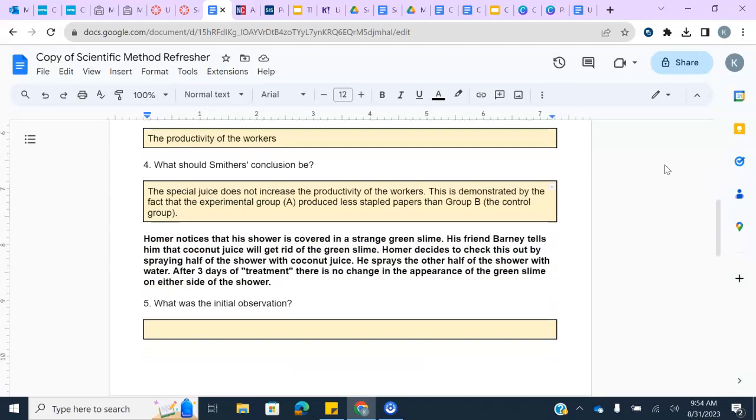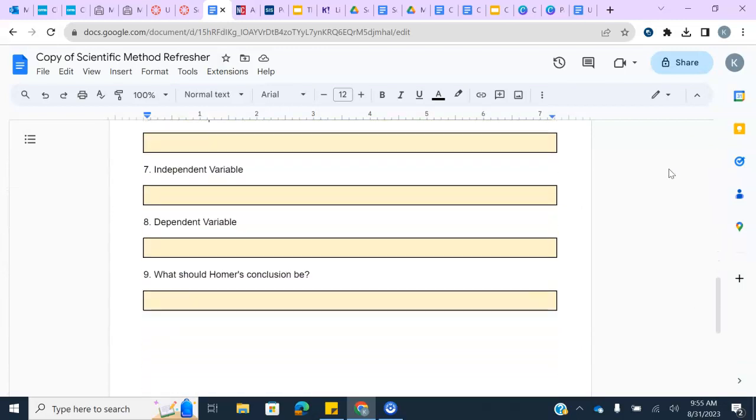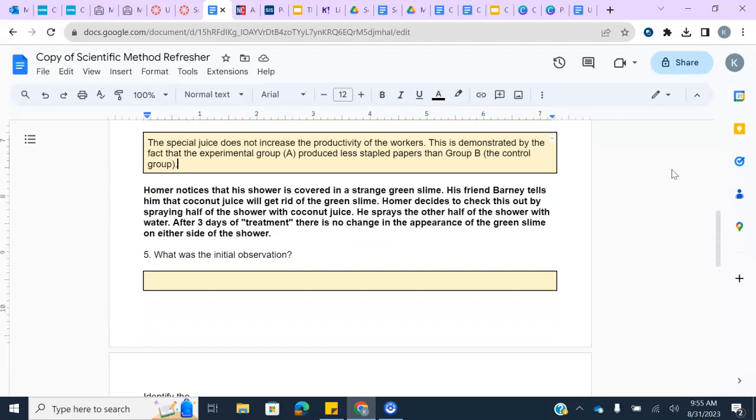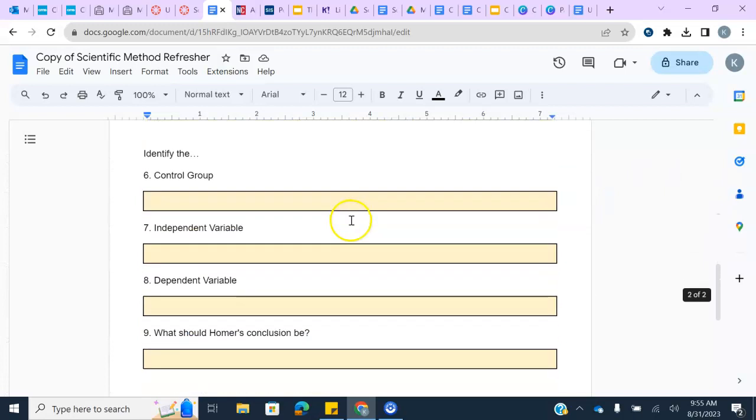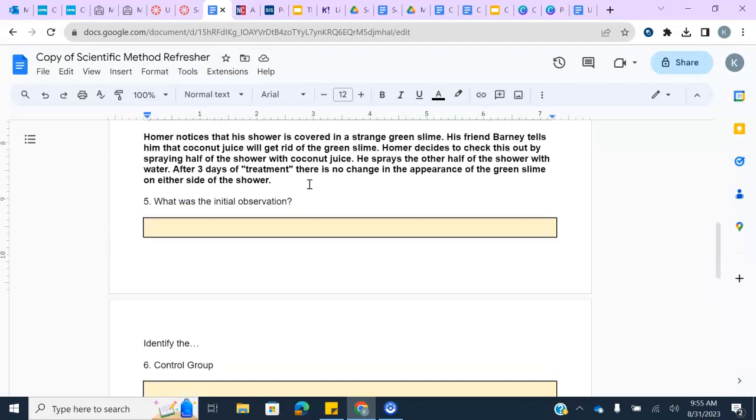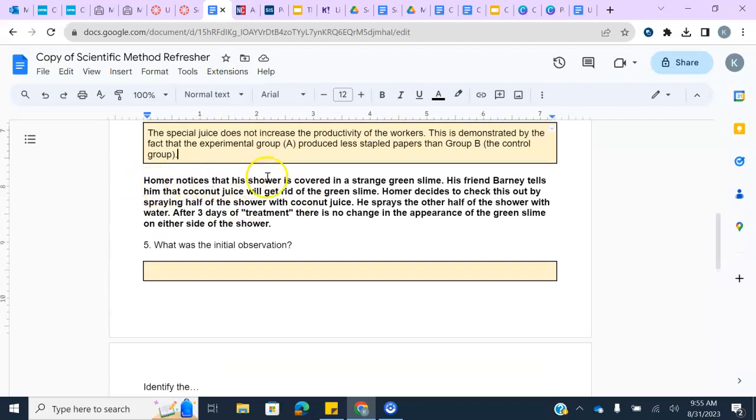So that's the first 4 done for you. And then you guys are going to do 5 through 9. So same exact process. You're going to read the experiment and answer those questions. The only difference here is that there's one extra question about initial observation. Remember, observation is just the first thing that the scientist notices in the situation, okay? And it is literally the first sentence here in this situation, okay?